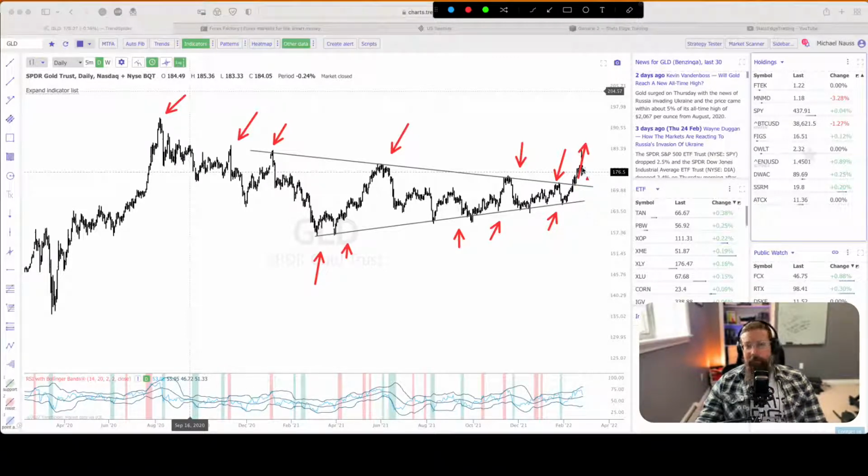So the possibilities, I think, are if you chop around here sideways and it pushes up, then it may be a real breakout of this big kind of wedge pattern. If it breaks down and gets back into the pattern, then it was a false breakout. It may be time to look for a short.